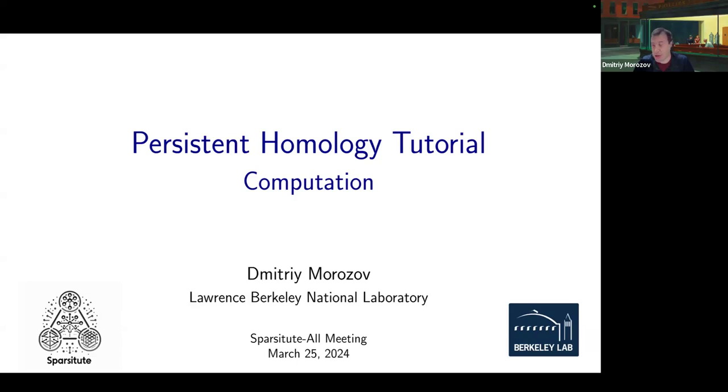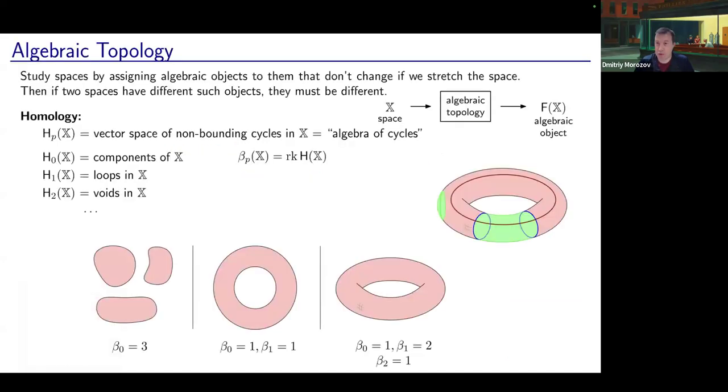So we will continue with roughly where we left off. I will very briefly recap just what we were talking about, right? The main subject that we were discussing was algebraic topology, but more accurately homology, which I framed as a vector space of non-bounding cycles. And I suggested that maybe the easiest way to think of it was in terms of the dimensions of the various homology groups.